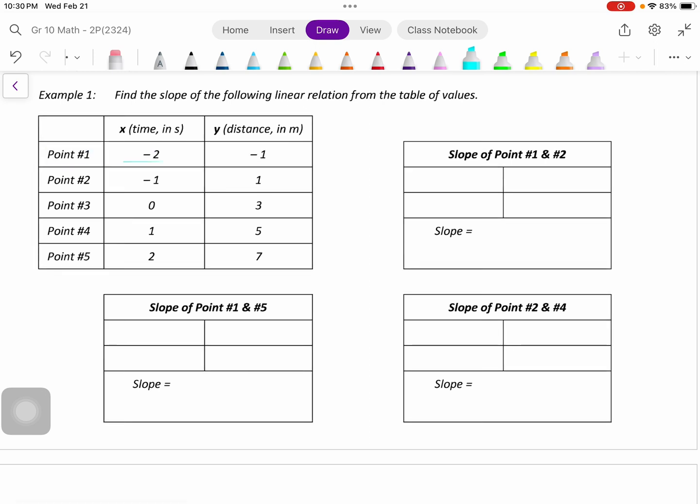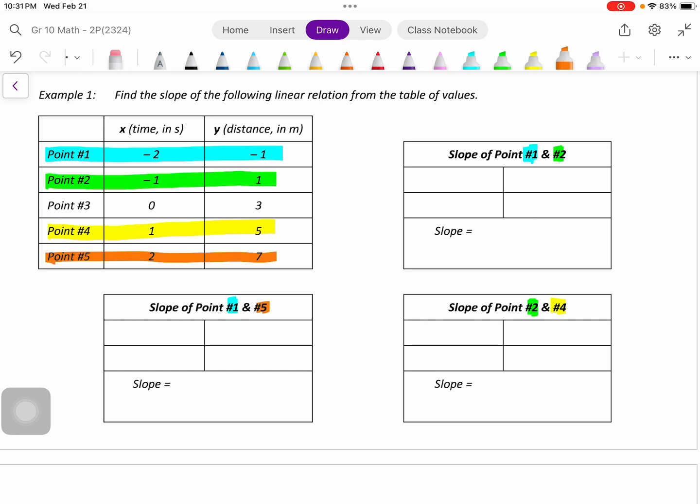So point 1, I'm just going to quickly do some coloring here to help us see what numbers we're using. And then point 3 doesn't get used anywhere, so I won't bother with that one. And point 5. Okay, so the first set of points I'm going to use are point 1 and point 2. So point 1 is -2, -1, and point 2 is -1, 1.